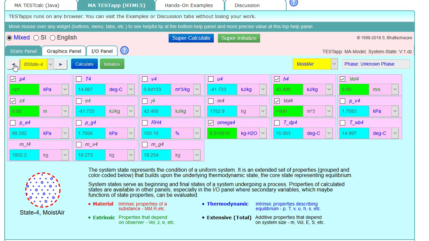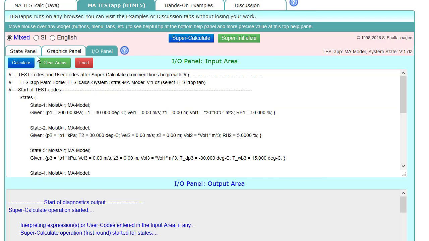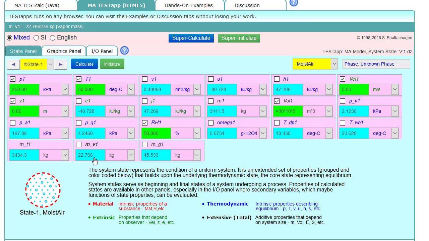Alright, and then the next problem asks, what if the pressure doubled? So, since we did that equals P1 thing for all the states, all we have to do is change state 1 to 200 kPa and hit calculate, and then hit super calculate. And all our masses of vapors have updated, as you can see here.